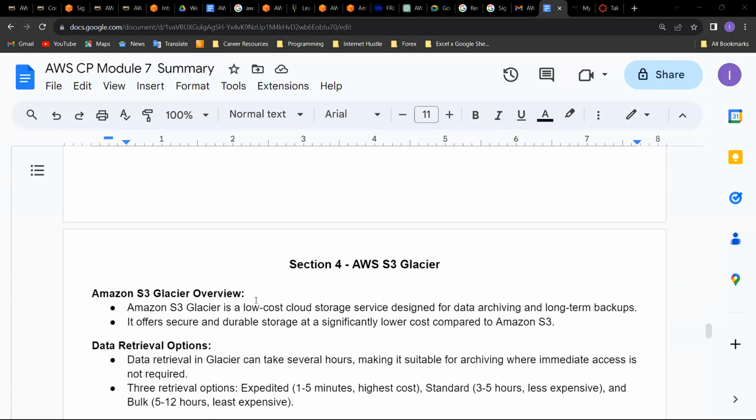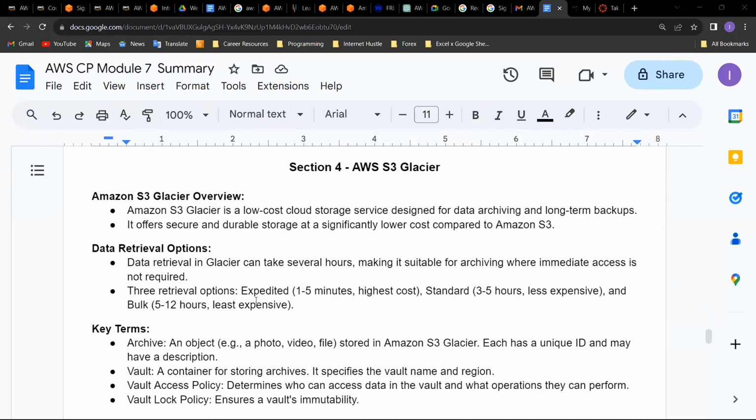For Glacier, I will not talk about it much because I've spoken about it in S3. It's for archiving, right? And then the retrieval time is sometimes long, depending on the class of Glacier that you have. Expedited is 1 to 5 minutes, that's the highest cost. Standard is 3 to 5 hours, less expensive. And then bulk is 5 to 12 hours, that is the least expensive.